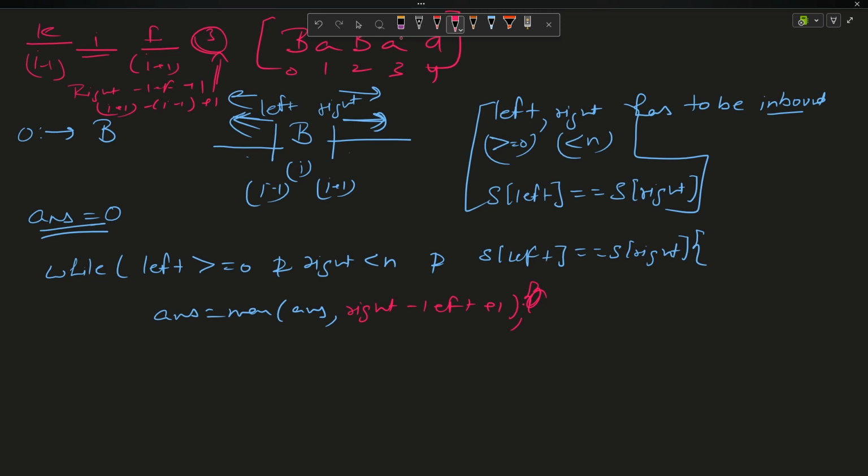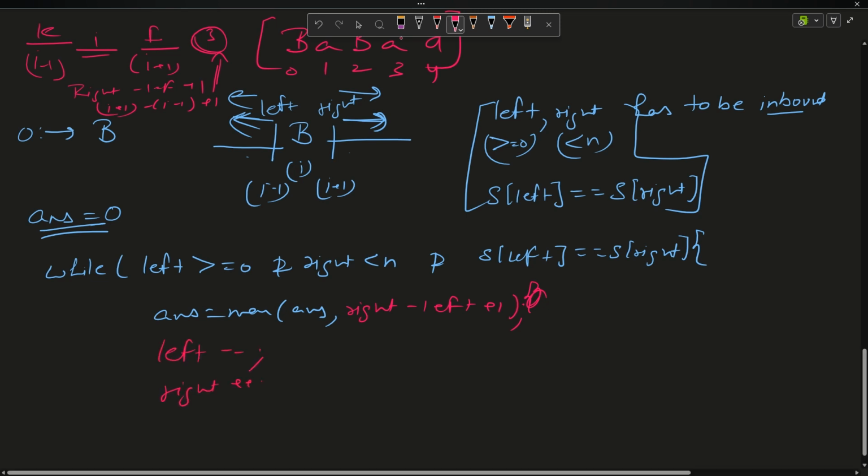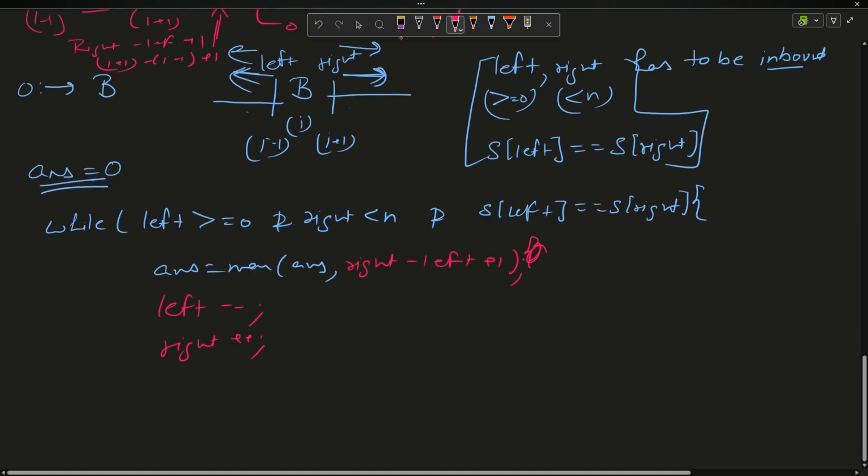And I can move further away, that is left can be minus minus and right can be plus plus. All right, so this is my code for finding the odd length.